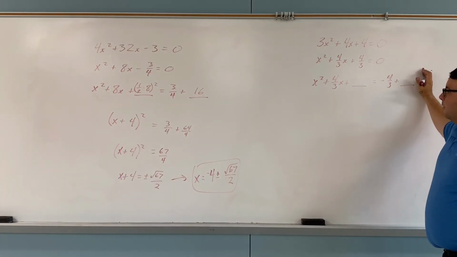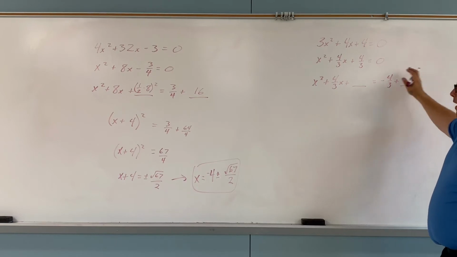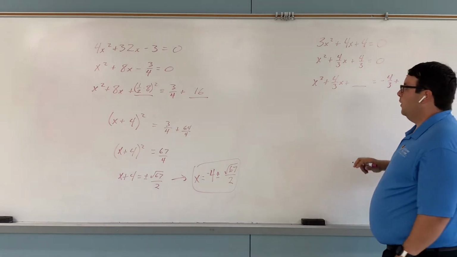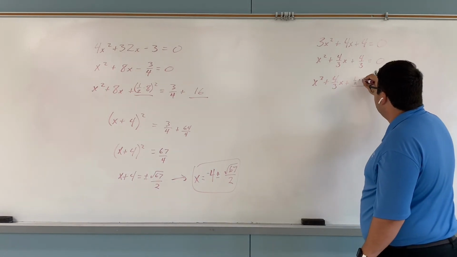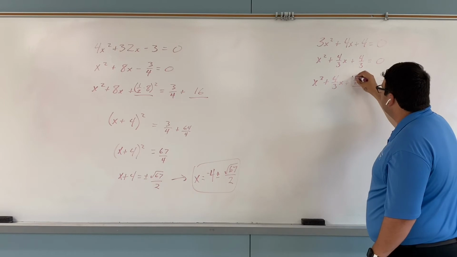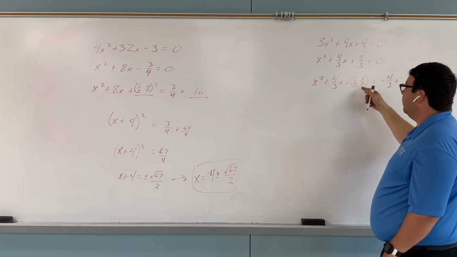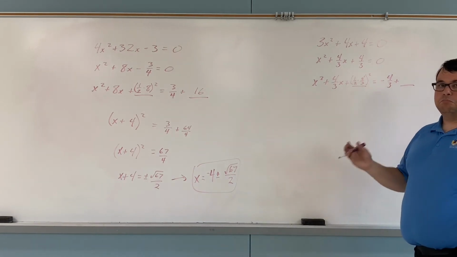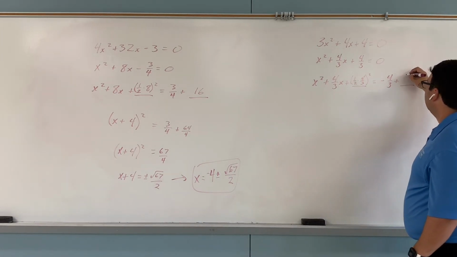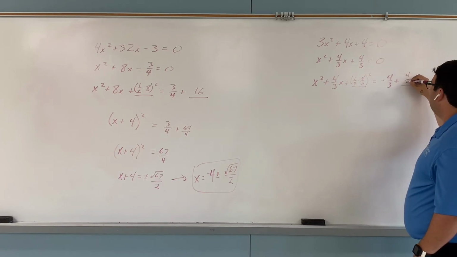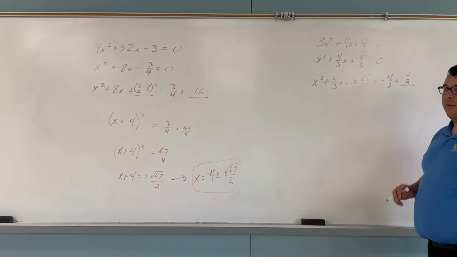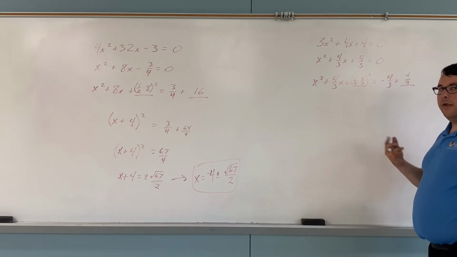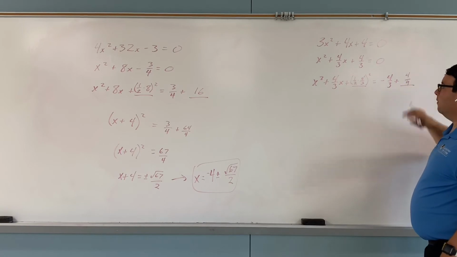Now looking at my problem, I need to get that half of b term right here. But you're dealing with a fraction. What does that mean? For you, not much. What you have to do is just say 1/2 of my b term, which is 4/3, squared. What's half of 4/3? 2/3. Squared, I'm going to have 4/9. So half of 4/3 is 2/3. Squared is 4/9. So we're adding 4/9 to both sides.